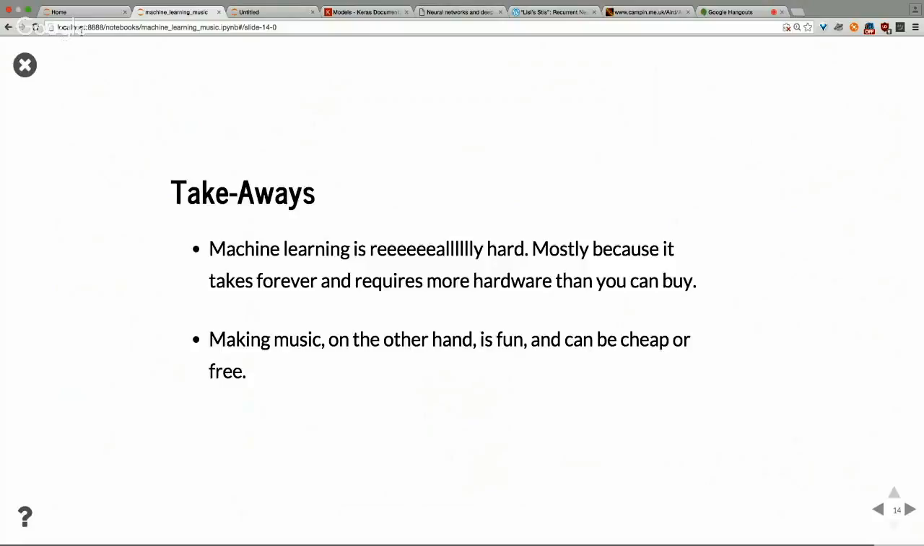But making music's fun and can be cheap or free. Sonic Pi costs nothing to play with. I recommend you do so. This didn't cost nothing, but I think it was a valuable investment because I like twisting knobs.